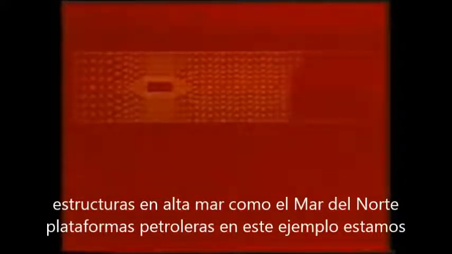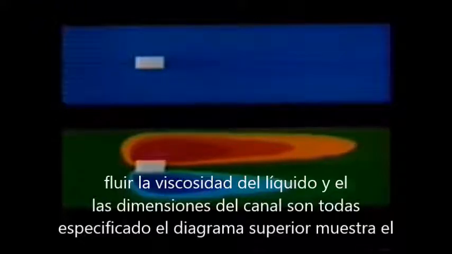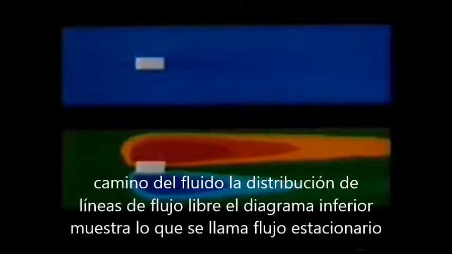In this example, we're simulating a channel containing a rectangular block obstruction. The finite element mesh is based on triangular elements. We introduce a steady flow of liquid into the channel. The speed of flow, the viscosity of the liquid, and the dimensions of the channel are all specified. The upper diagram shows the path of the fluid, the distribution of free streamlines.